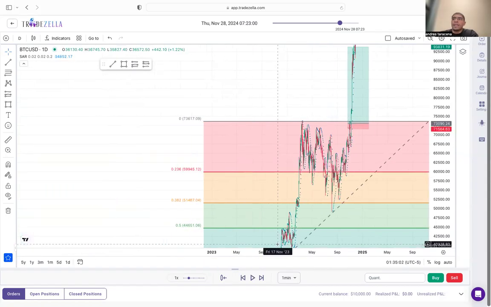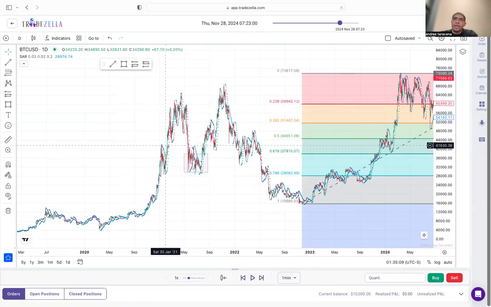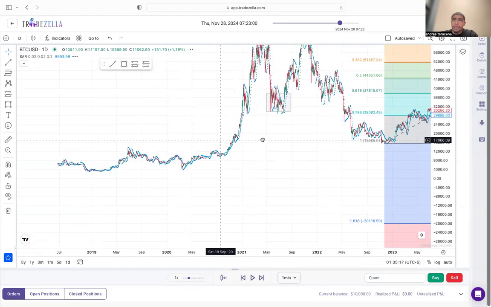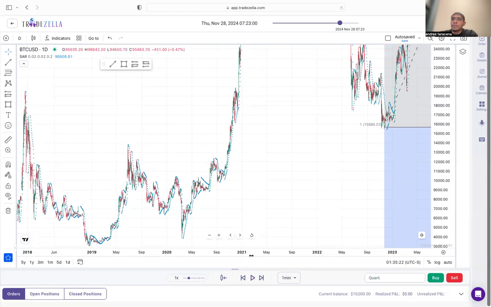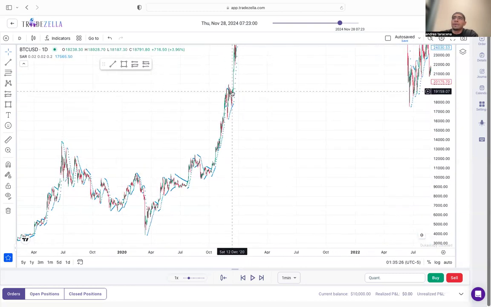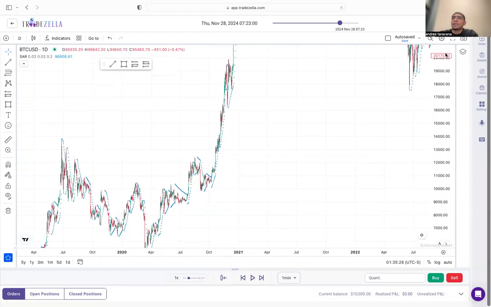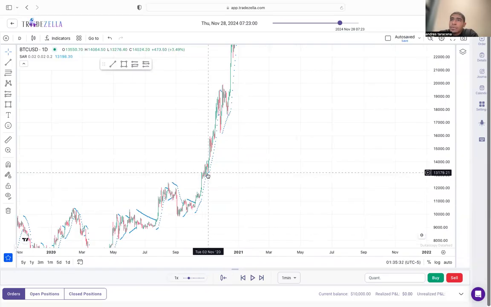Now, that same method could have been applied back here as well. Every time it broke these highs and these parabolic SARs would flip, like here, for example. I'm sure if we drew a fib from the bottom here to the top, we'd see this momentum continue, boom, boom, boom, boom, boom.